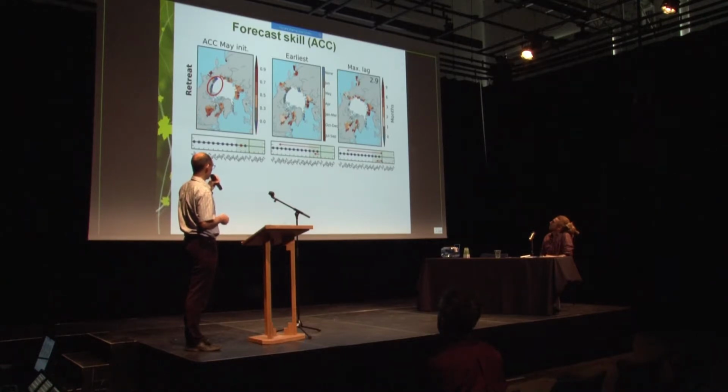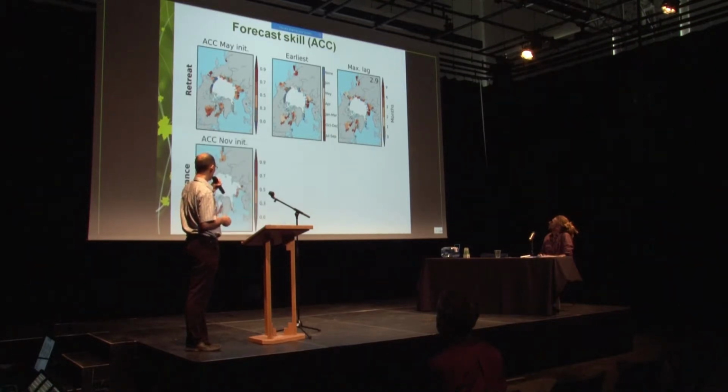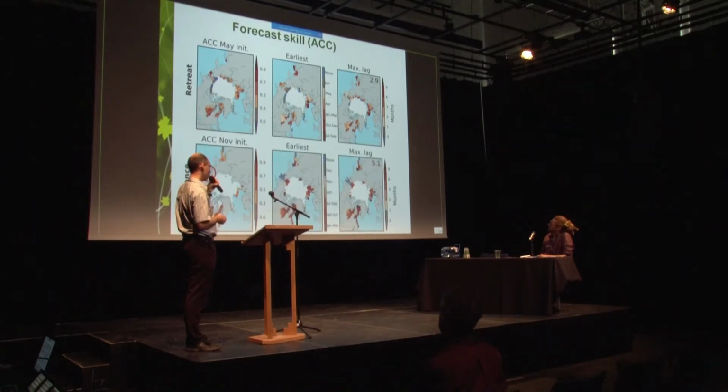Another way of summarizing it is the maximum lack of significant skill, which is basically the difference between the climatological retreat date and the earliest date with significant skill, which on average is about 3 months over the Arctic. For the advance date, we get generally higher skill, except, as I said, in the Bering Sea over here. And then the maximum lack of significant skill is about 5 months.